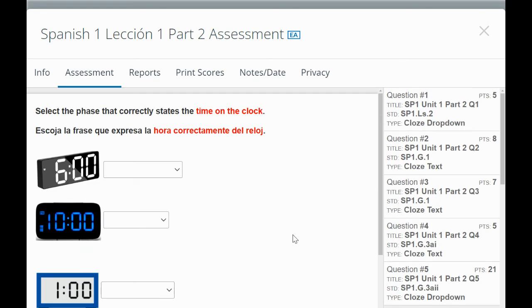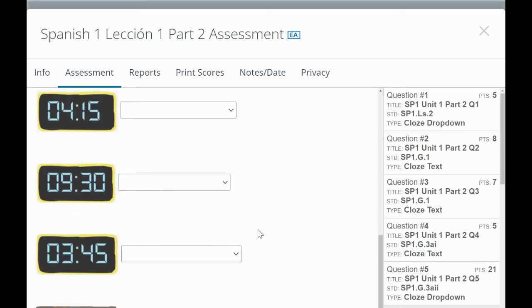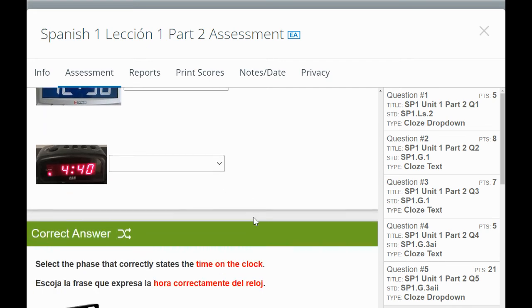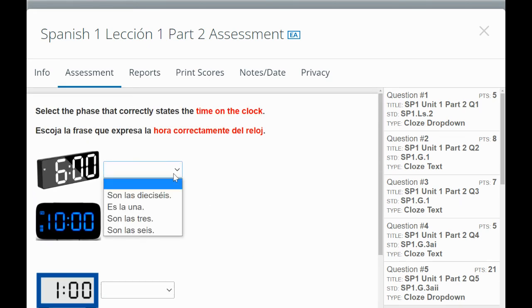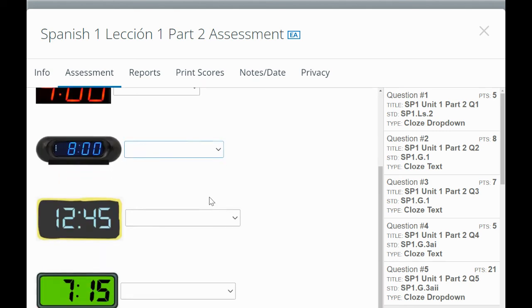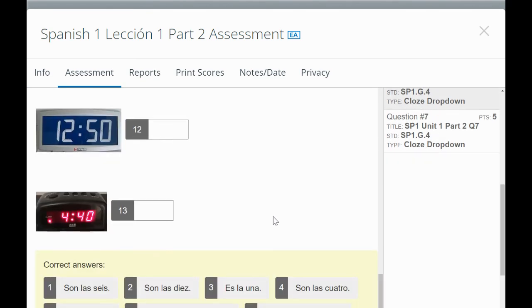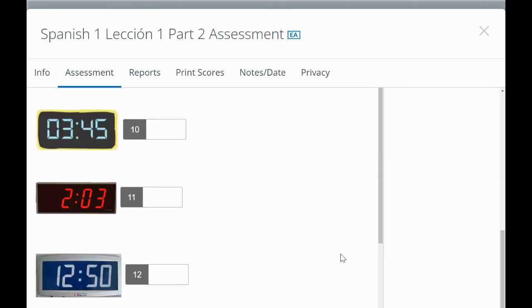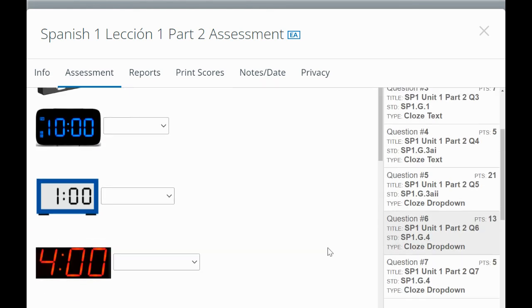Unit 6. Select a phrase that correctly states the time on the clock. For all of these pictures, you'll have a correct time. So you'll come up here and choose for number 1. Hopefully you say son las 6. Good. Then choose all the correct ones for all of those. Y la última parte, or the last part.